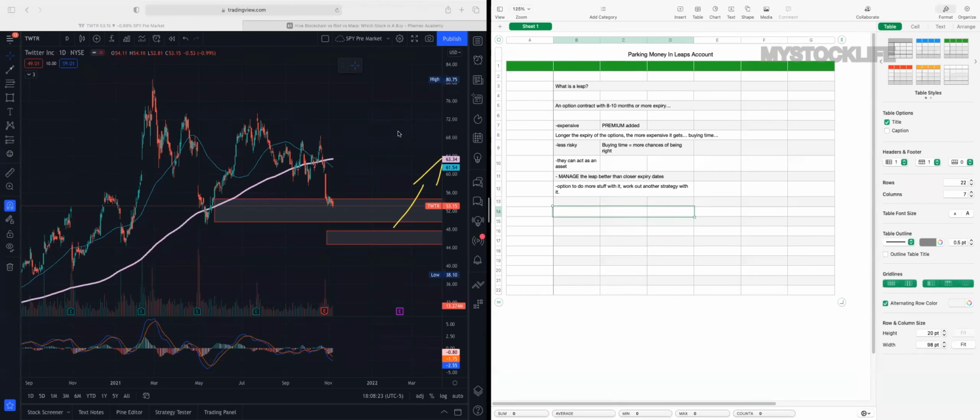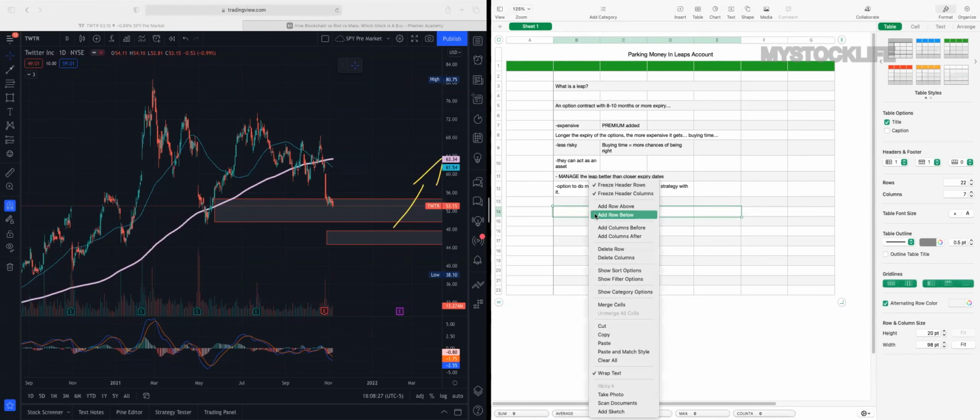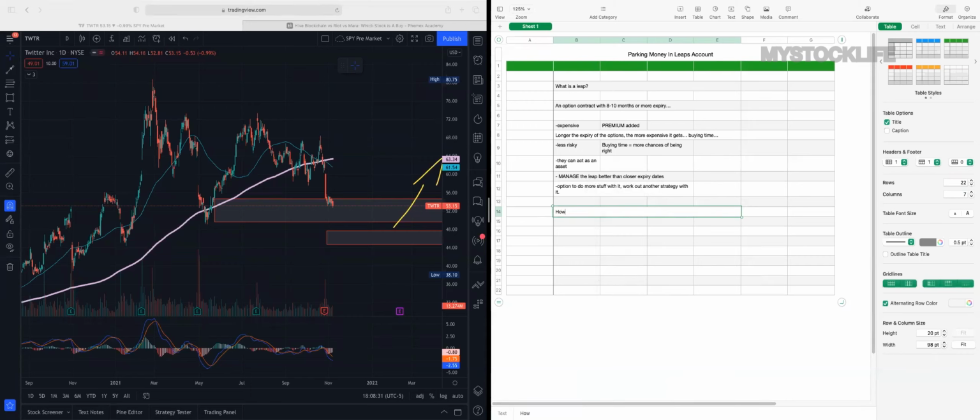Now, first thing, we'll go over the main question that you guys had. How do you know which stock to buy leaps on? That was your question, so we'll go over some charts. That was the one that you guys wanted to know. So let's go on this. How do you know which stock to buy leaps on? So let's look at some charts here.